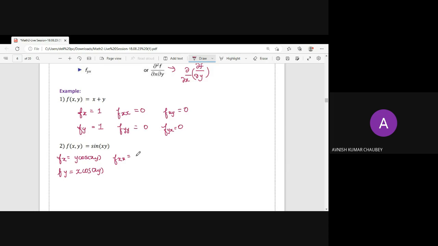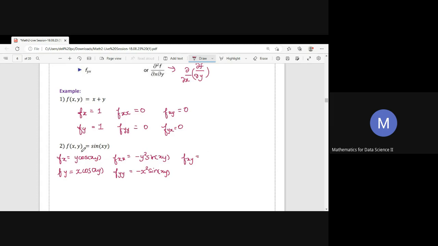0. Please be careful. Sorry, minus y square sin of xy. Okay. Yes. And what is fyy? Minus x square sine of xy. All right. And what is fxy?